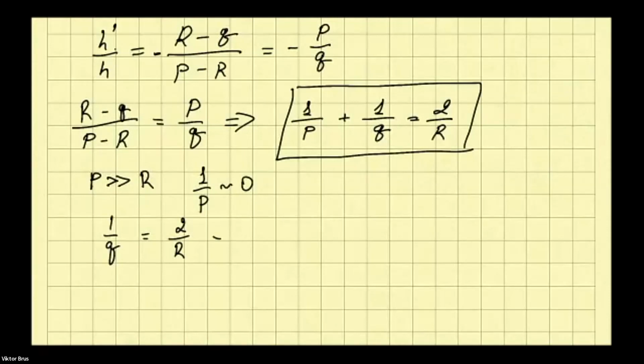And from here, the distance from the mirror to the image will be given as follows. Q is equal to R divided by 2. So that is some special distance and special parameter of the spherical mirror. It's called focal distance, and the point at the distance R divided by 2 along the principal axis is called the focal point. So that is focal distance F.